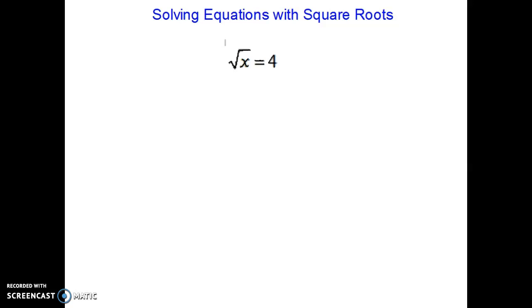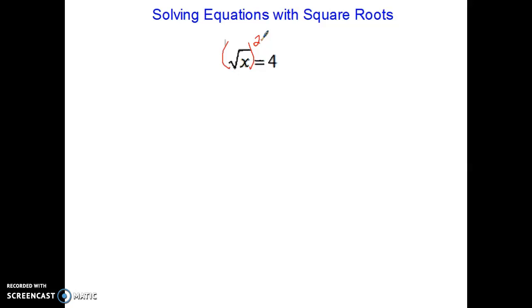This is just a brief overview of how to solve an equation that has a square root in it. The example that's shown, the square root of x equals 4, x should equal the number 16, because the principal square root of 16 equals 4. Mathematically, the way we get that is by using inverses. The inverse of a square root is raising it to the second power, or squaring it.